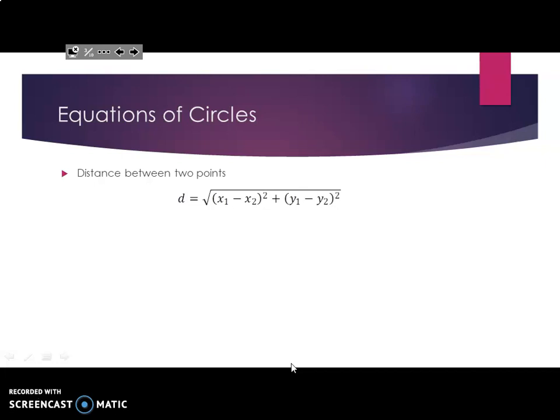Okay, so starting out, I have d equals the square root of x sub 1 minus x sub 2 squared plus y sub 1 minus y sub 2 squared. Okay, hopefully that equation looks familiar to you guys. I know you've done that in Algebra 1.